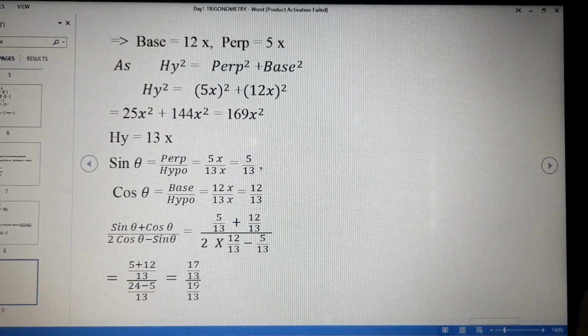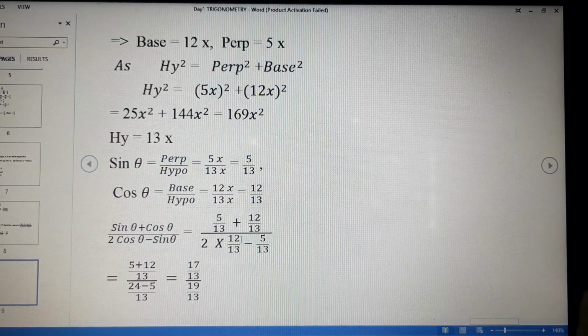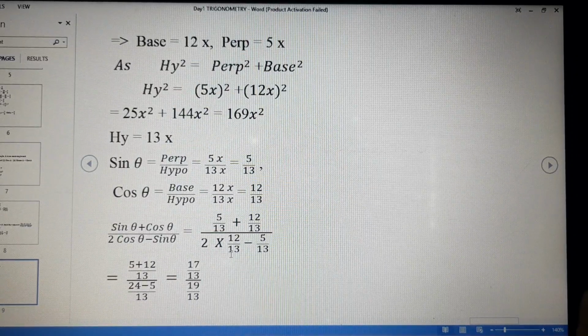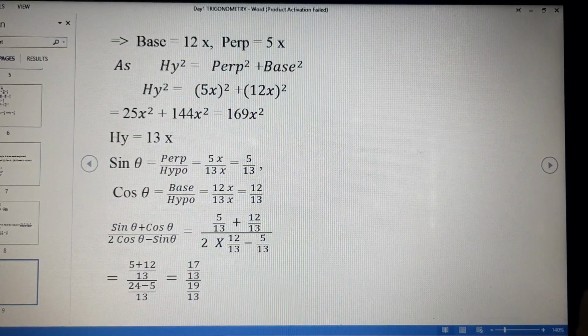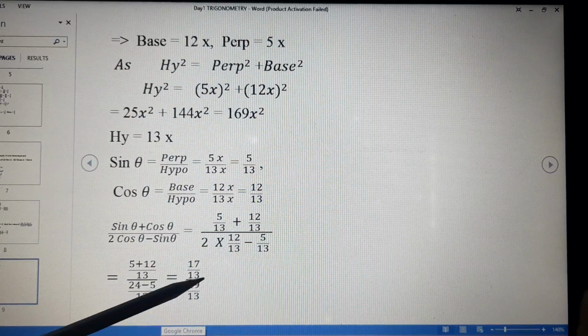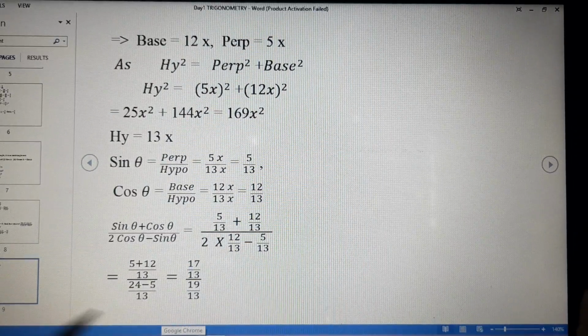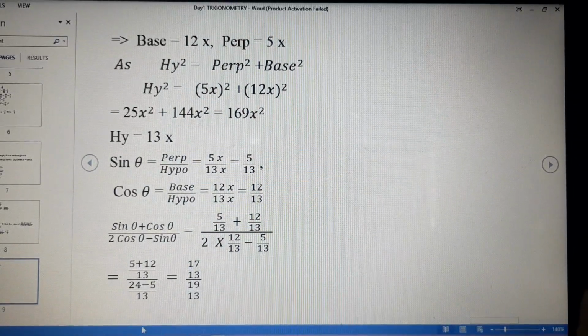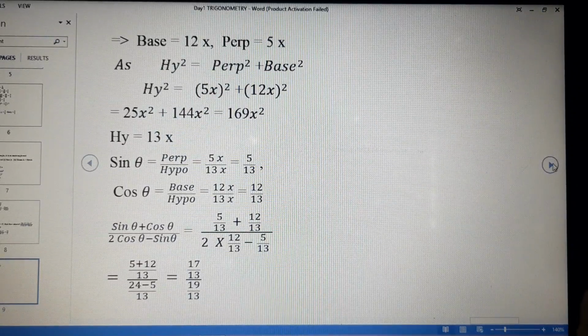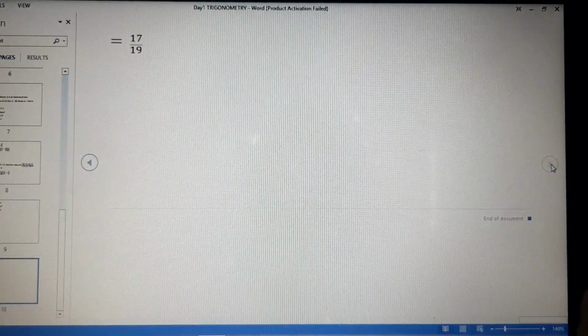17 upon 13. And here, first we will multiply. 12 2s are 24. 24 upon 13. And then 24 minus 5, 19 upon 13. If we solve them further, it will become a reciprocal. 19 upon 13 will become 13 upon 19. 13 will be cancelled. And the final answer will be 17 upon 19.